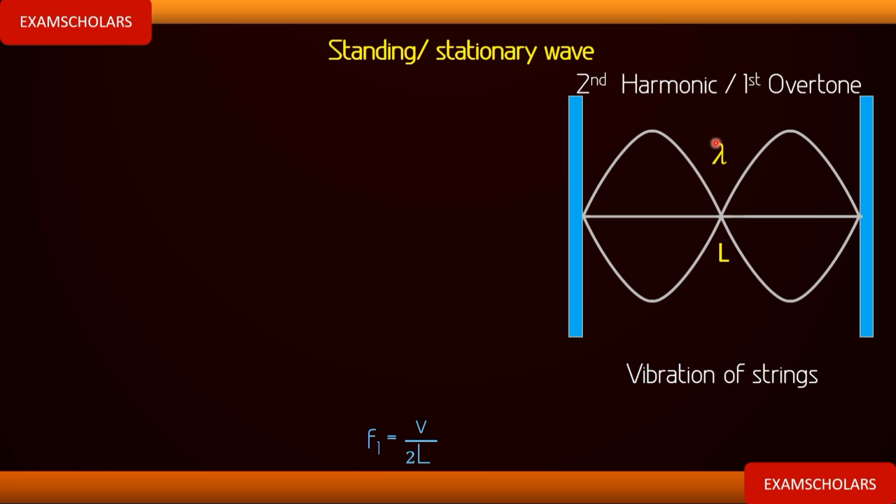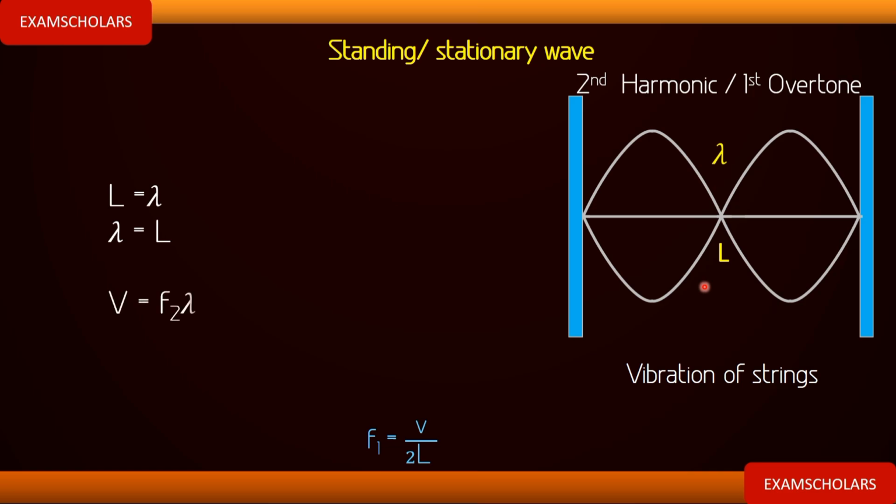Lambda will be equals to the wavelength. Okay, wavelength simply means distance between a complete oscillation. From here, it completes an oscillation, and if you measure it, it is L. Okay, now let's go. So L is equals to lambda. Lambda is equals to L.